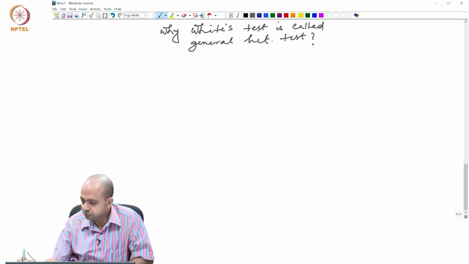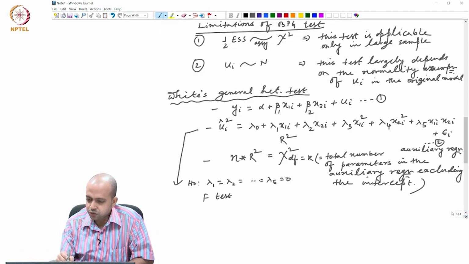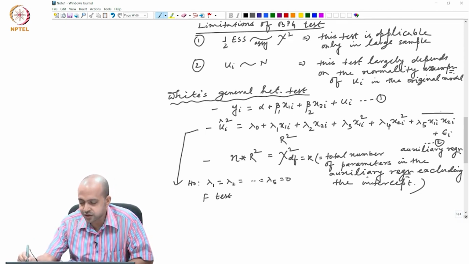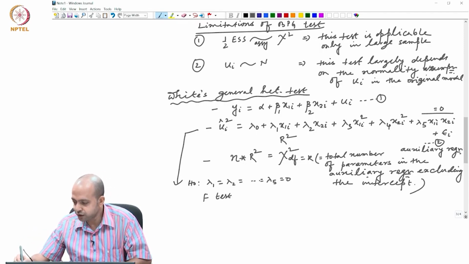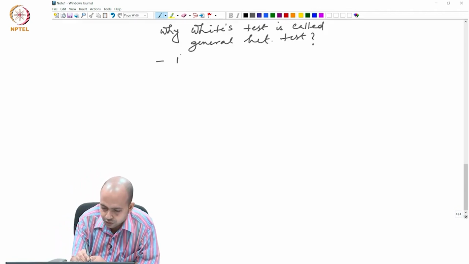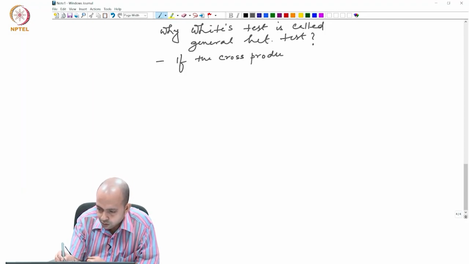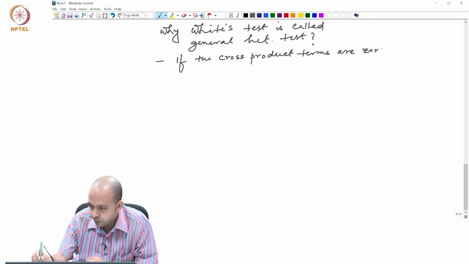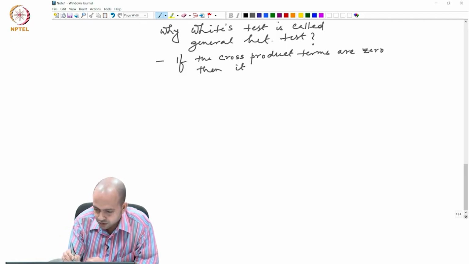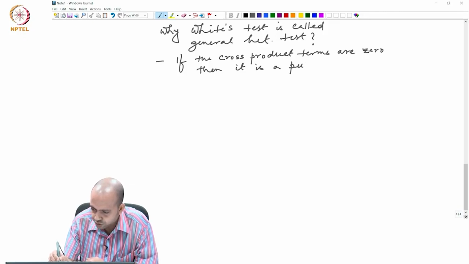You have ui hat square equal to all the explanatory variables, their squares and cross products. If these cross product terms are significant or zero... If you have more explanatory variables, you will have more cross products. So if the cross product terms are 0, then it is a pure test of heteroscedasticity.